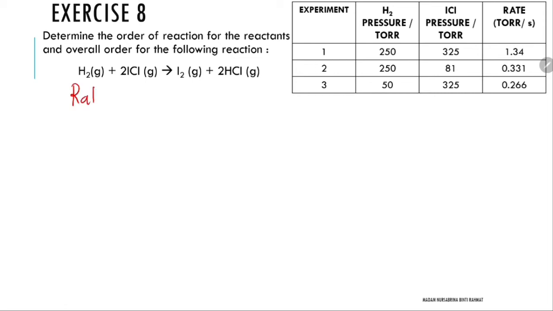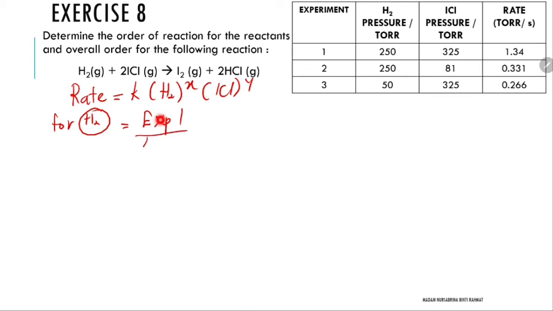So let's first write down the general rate law. Rate equals K, and since it's pressure, it's a round bracket instead of a square bracket: P of H2 to the power of X and P of ICl to the power of Y. If I want to determine the order of reaction for hydrogen, I need to make sure the pressure of ICl is kept constant. Referring to the given data, experiment 1 and experiment 3 have a constant pressure of ICl, so we're going to compare experiment 1 over experiment 3.